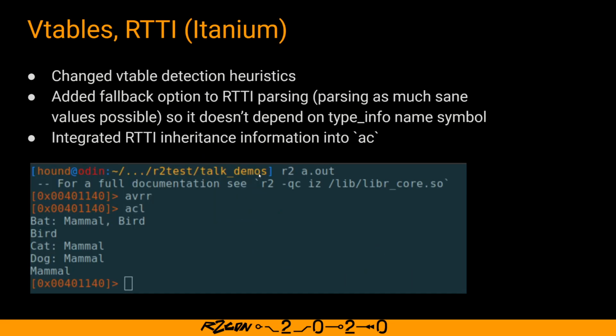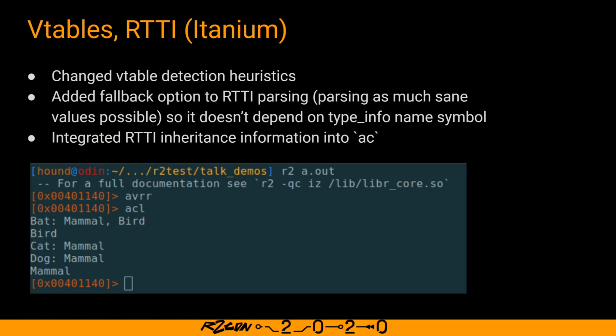The last thing I worked on was vtables and runtime type information. I've changed some vtable heuristics, like that the vtable RTTI pointer doesn't have to point to the same section because sometimes it is in a different data section. I've added a fallback option to RTTI parsing because we are depending on symbols that will tell us what the type info is.